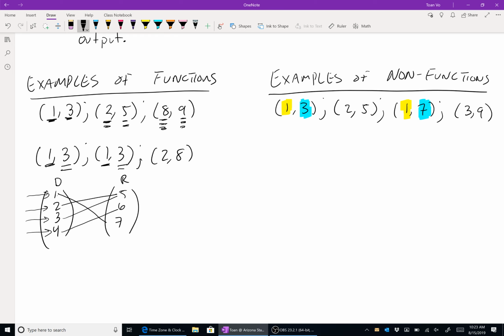What about if I give you a mapping diagram? 1, 2, 3, 4, and 5, 6, 7. Let's say I map 1 to 6, 2 to 5, and 2 to 7, 3 to 6, 4 to 5. This would not be a function because I can see the input of 2 has 2 arrows going out of it, which violates the definition.